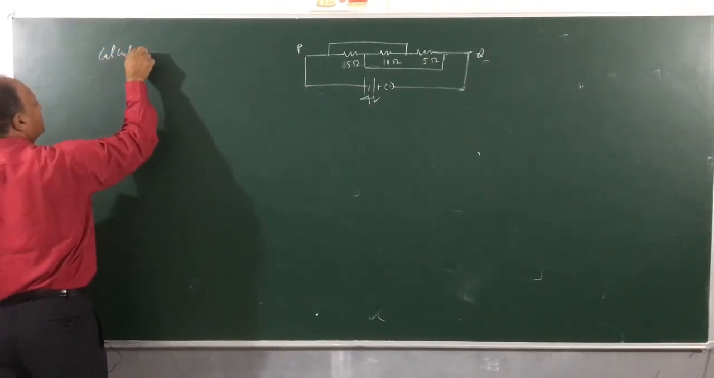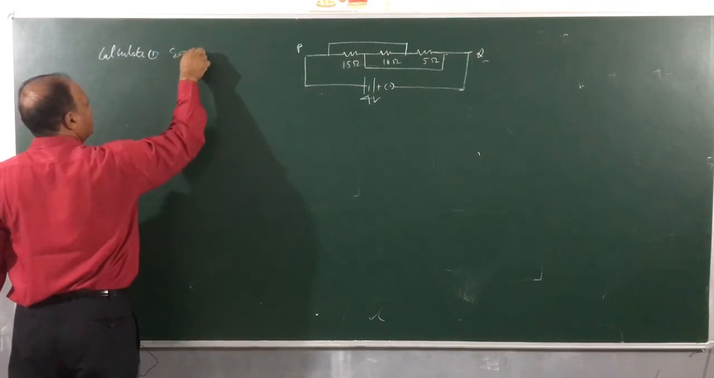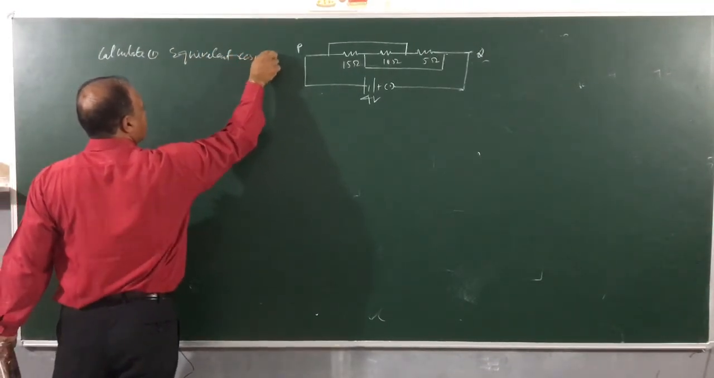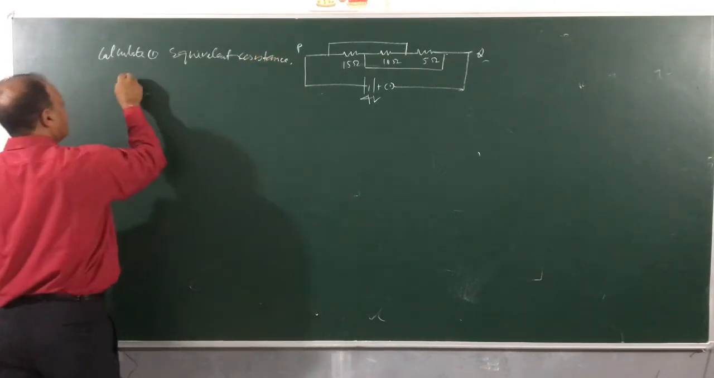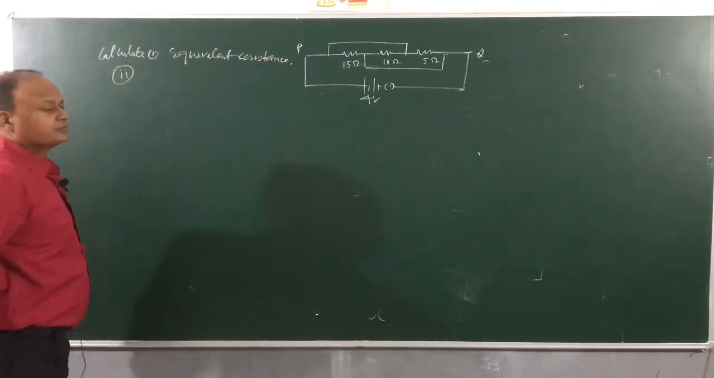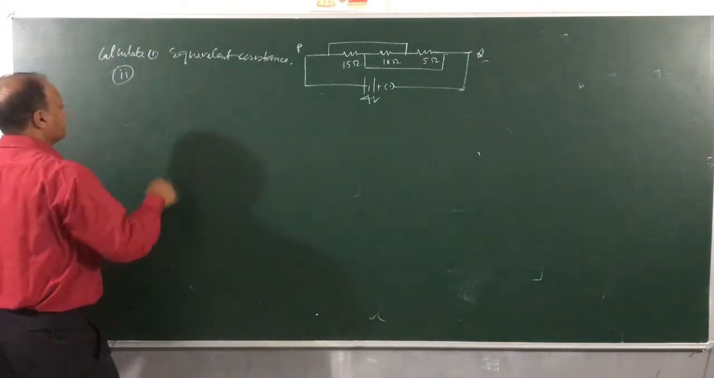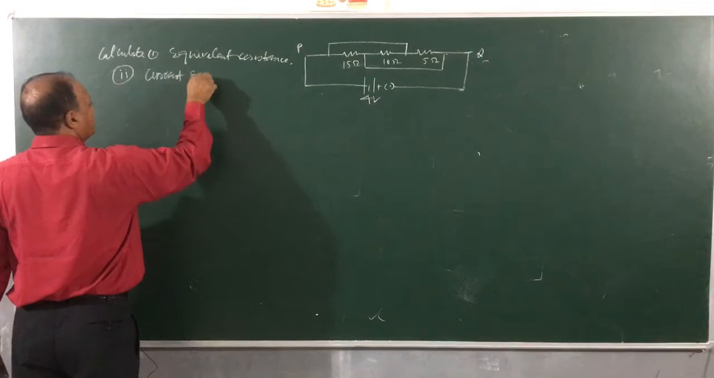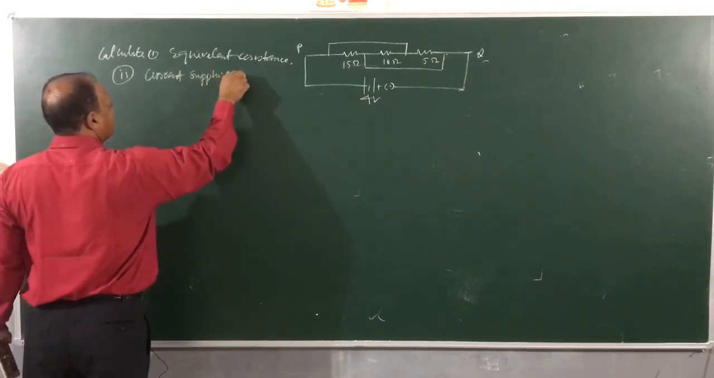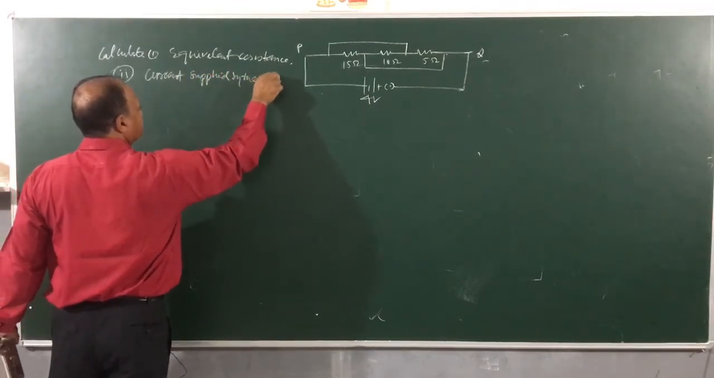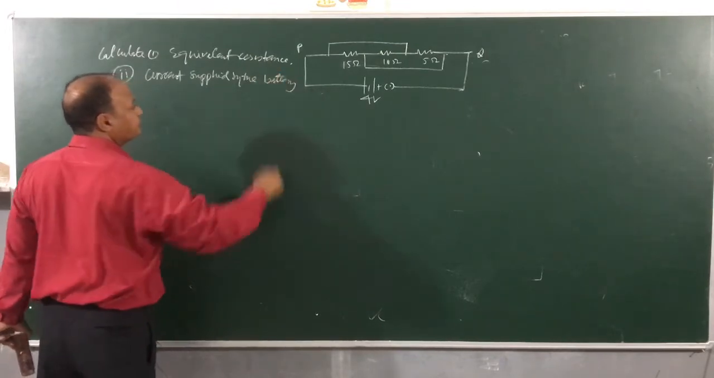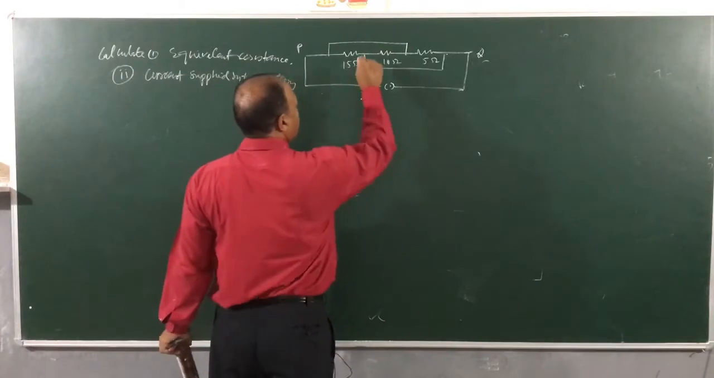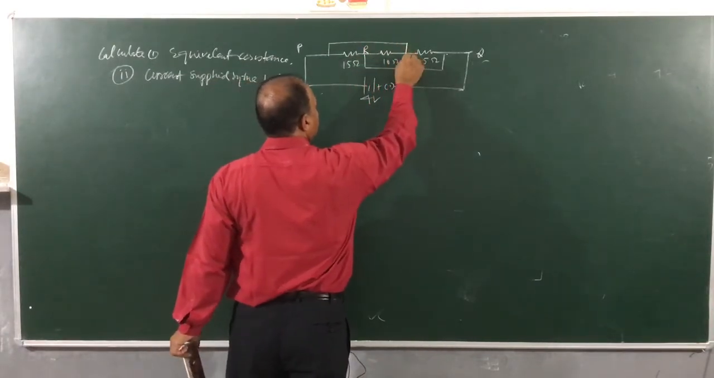calculate number 1 equivalent resistance, and number 2 current supplied by the battery. Let's name points. I'll take this point as R, and I'll take this point as what? S.